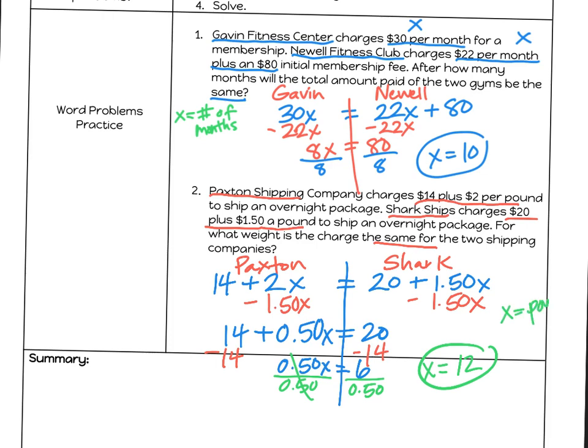So that means at 12 pounds, so let's label our variable. So the x was pounds. If you have a package that is 12 pounds, then it is going to be the same price at Paxton Shipping Company or at Shark Ships.